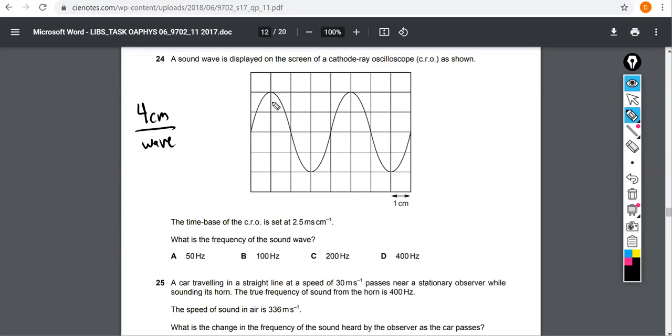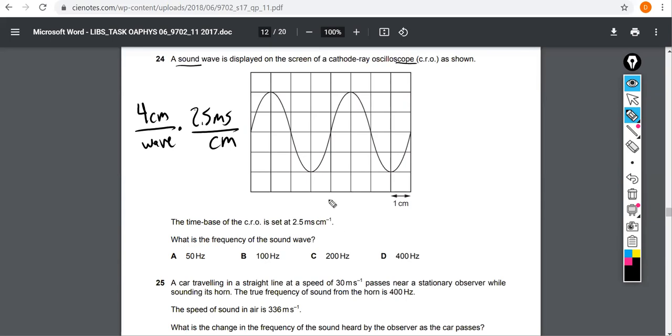It's kind of like the wavelength on the display, but it's not really the wavelength of the sound wave, right? I've just used my technology to convert the sound wave frequency into something I can see, scope on my device. And I can count out that there's 4 centimeters per wave. Now I can use this to cancel out centimeters. So there's 2.5 milliseconds per centimeter. And you could really start with that.